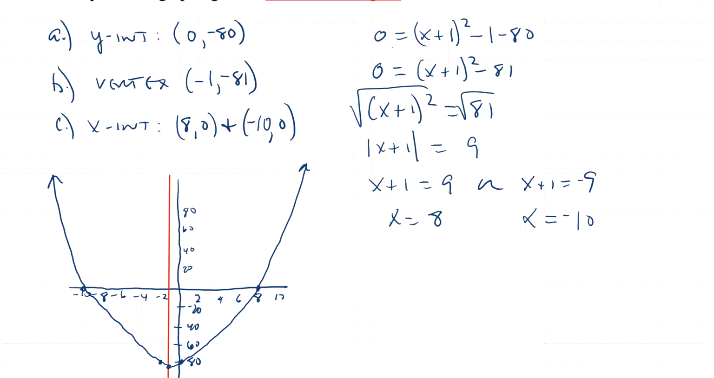And the red line is the axis of symmetry, so we know we're halfway. If I have a point on this side, I know I have another point on the other side because it's halfway. The vertex is negative 1, negative 81.